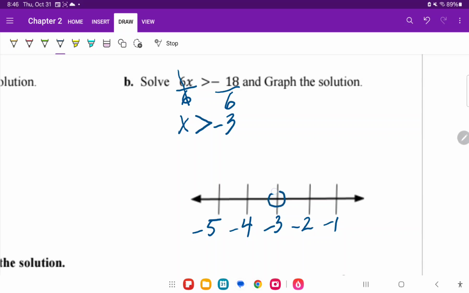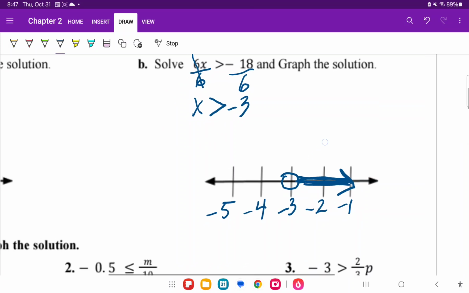Correct. We'll put an open circle at -3, and then am I going to draw my arrow to the right or to the left? Right. Correct. In the greater than direction. So all these numbers that are greater than -3 would actually solve the inequality. Okay? Great job, Carmen.